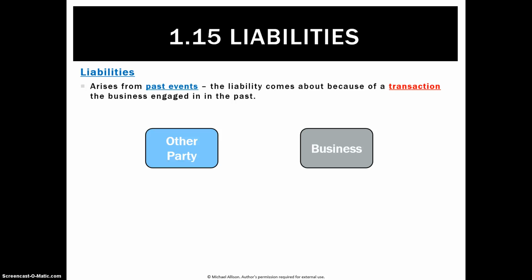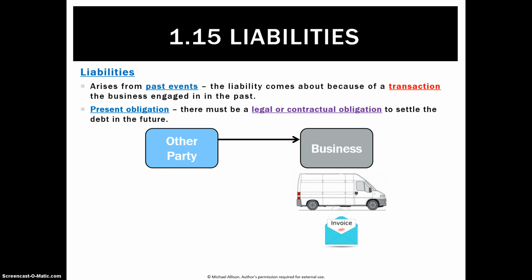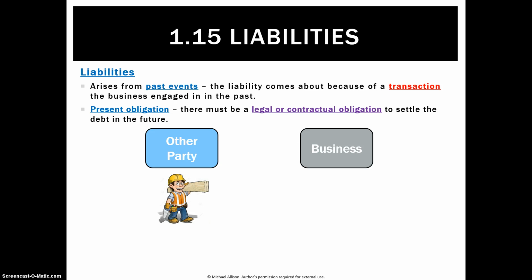Arising from past events, any liability comes about because of a transaction that the business engaged in the past. So for example, our business is on the right, another party provided us with a van and they sold it to us on credit and issued us an invoice. Well, that creates an obligation. We now have a legal or contractual obligation to pay that other party what we owe them for the van.